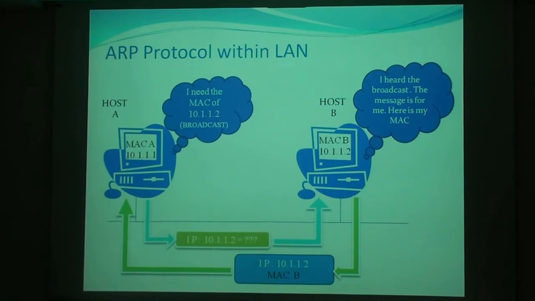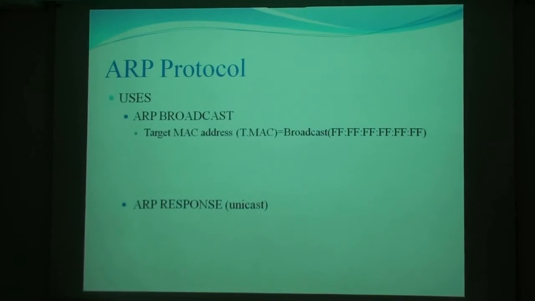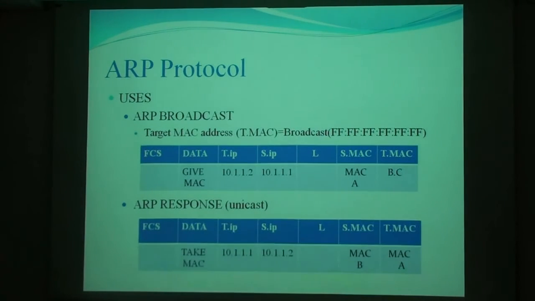Now this frame is received by host A, and as soon as this frame is received, it updates its ARP cache with MAC B maps to 10.1.1.2. To do this process, ARP uses two frames, that is ARP broadcast and ARP response, that is a unicast frame. Let's see what an ARP broadcast and ARP unicast frame is.